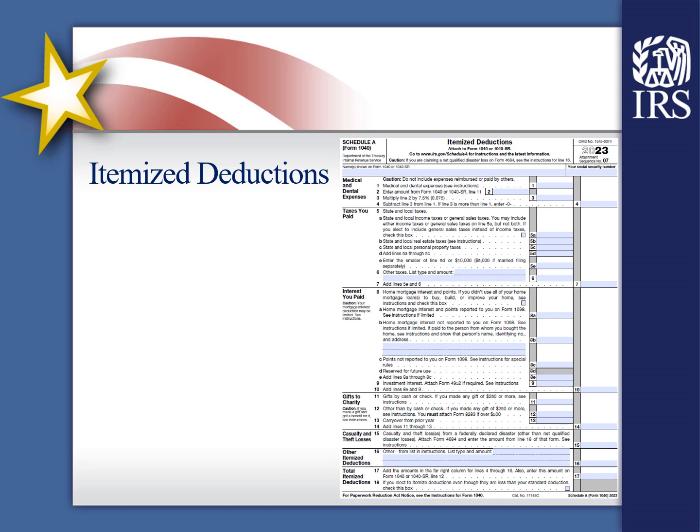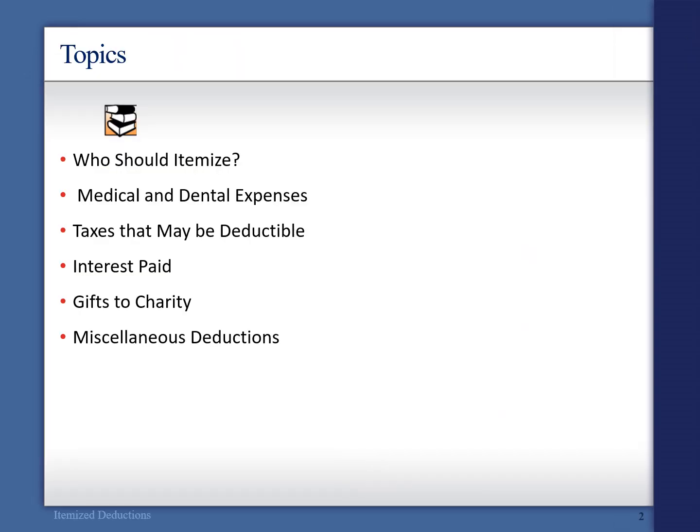Now that we have discussed the standard deduction, let's turn to the itemized deductions. The itemized deductions are located on Schedule A, Itemized Deductions, and on line 12 of the 1040. We are going to explain who should itemize and what expenses may be itemized, and you will use Schedule A, Itemized Deductions.